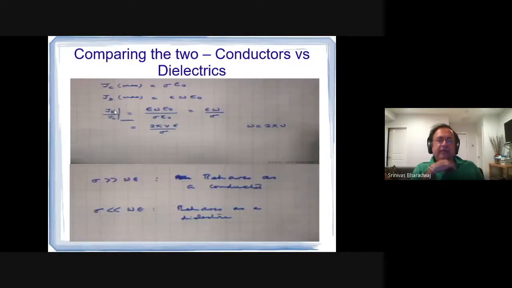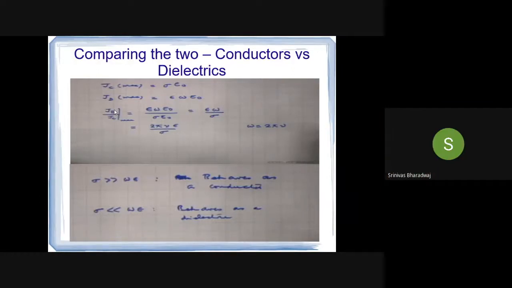So sometimes your current density is far greater than omega epsilon, where omega is the frequency. When your current density is far greater than omega epsilon, then you are largely looking at the behavior of the whole system as a conductor. While if the current density is much smaller than omega epsilon, then you're largely looking at the behavior of the dielectric and the displacement current.